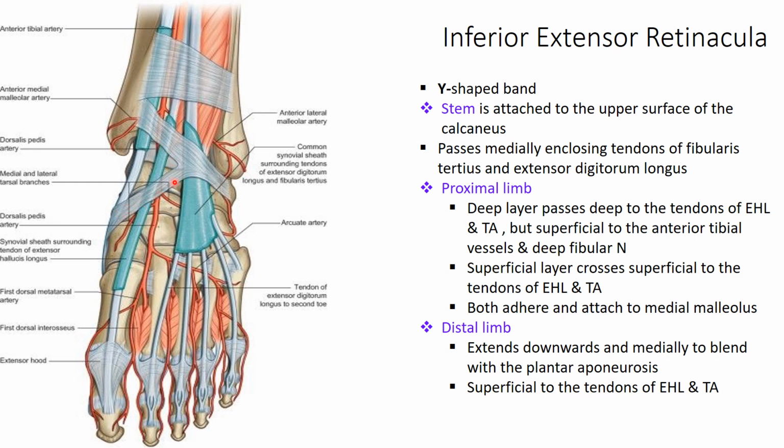Now this distal limb extends downwards and medially and blends with this deeper portion of the plantar aponeurosis and is superficial to the extensor hallucis longus and tibialis anterior.